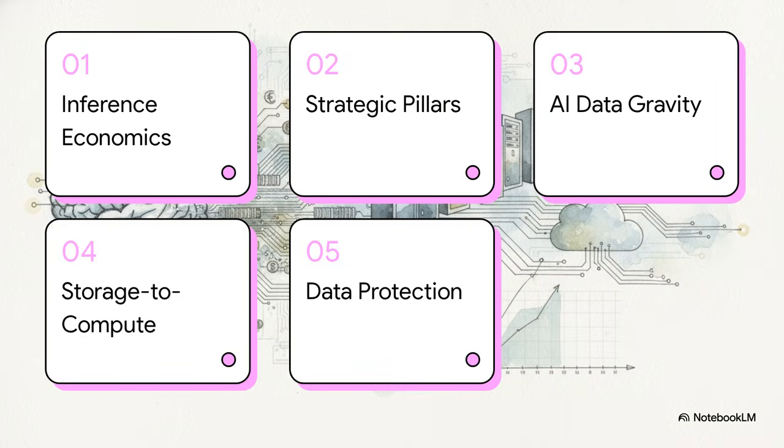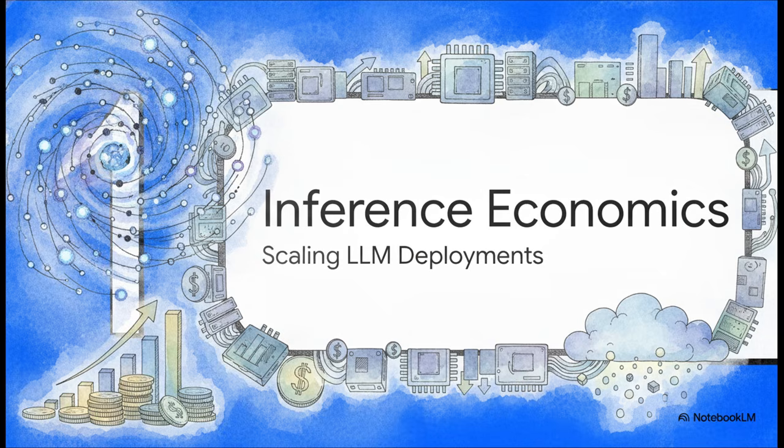All right, so here is our agenda to help you strike that balance. First, scaling LLM inference economics. Second, the 3 strategic pillars. Third, navigating AI data gravity. Fourth, storage to compute ratios. And finally, number 5, continuity and data protection. Let's start with Section 1, scaling LLM inference economics.